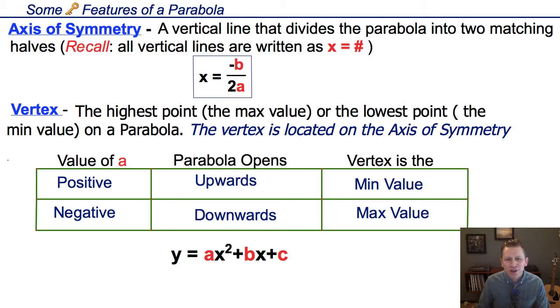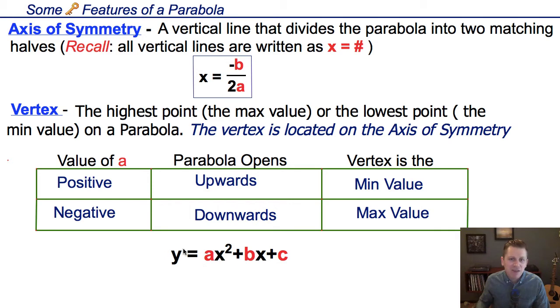I've created this chart here to give you some information about the vertex. Remember that the vertex is either the highest point or the lowest point on your parabola, but it can never be both. Well, if you look at your equation, the a value tells you quite a bit about your parabola. If your a value is positive, that means your parabola opens up like a cup, and if it opens upwards, then you're going to have a minimum value for the vertex.